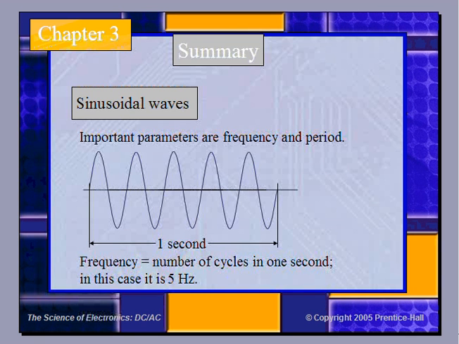Sinusoidal waves. Important parameters are frequency and period. Frequency is the number of cycles in 1 second. In this case, it is 5 Hertz, because there are 5 cycles in 1 second. 1 cycle is from the beginning of going up to the next point of going up. So that's 1, 2, 3, 4, 5.